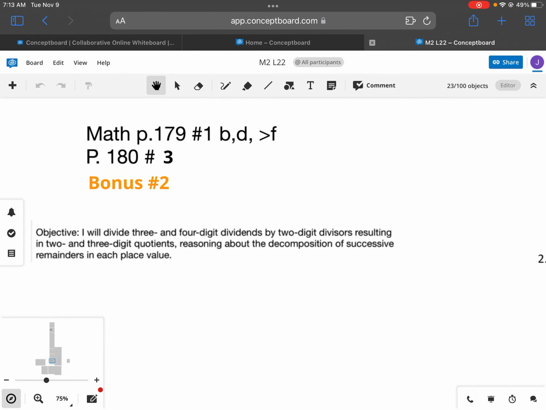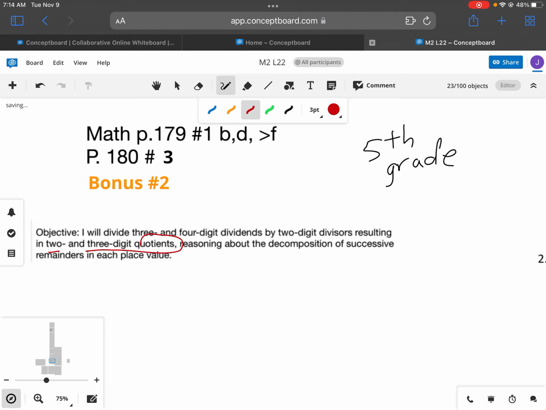Alrighty, this is module 2, lesson 22 in 5th grade. What I'm going to be doing is, right there's the objective. I will divide 3 and 4 digit dividends by 2-digit divisors, resulting in 2 and 3-digit quotients. Reasoning about the decomposition of successive remainders in each place value. Basically, there's going to be 2 and 3-digit quotients. That's the main thing. And we're going to be reasoning, meaning we're going to do some estimation.